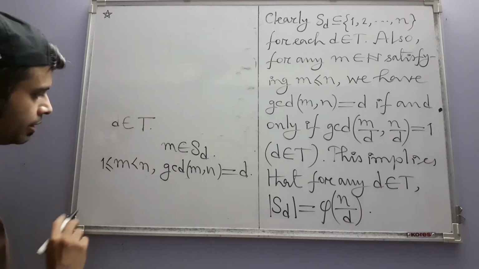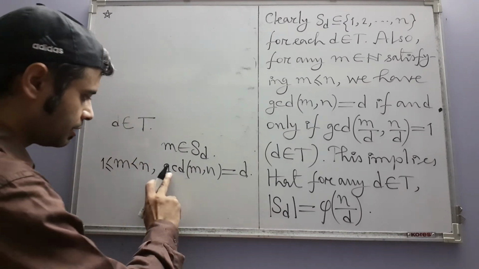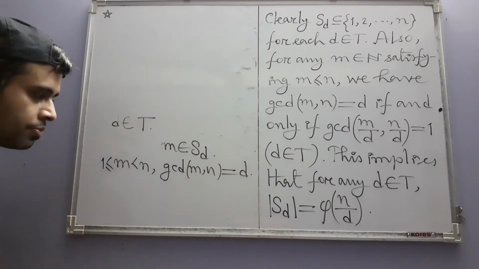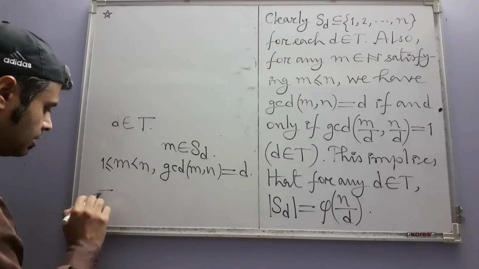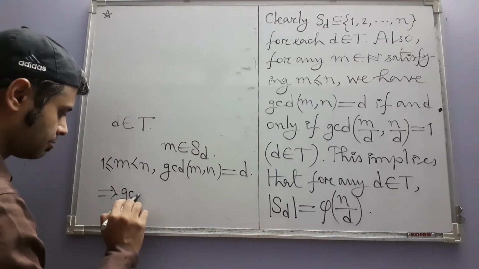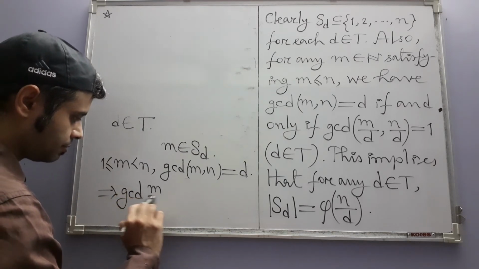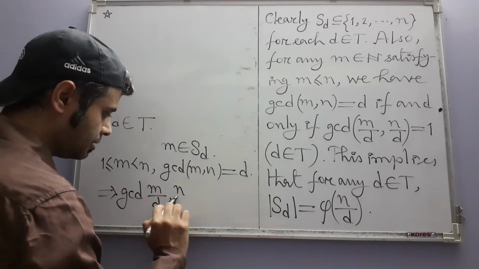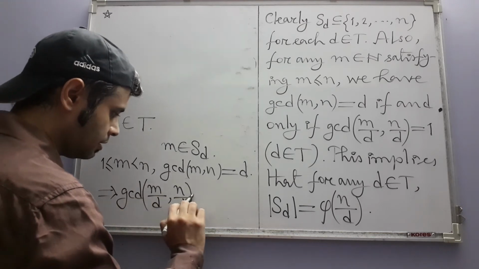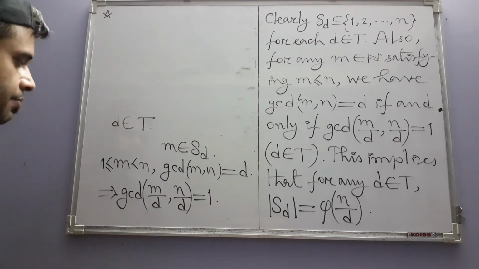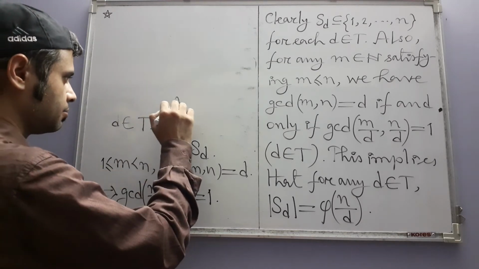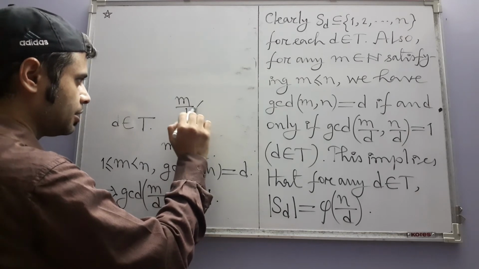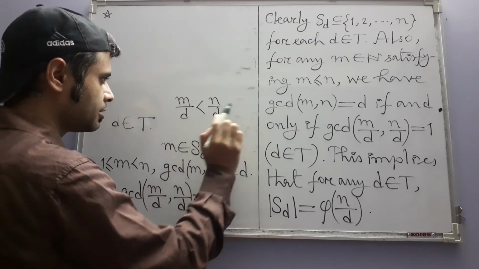Now we are here. M is strictly less than N, and this is true, right? Then we are saying by this thing that this implies the GCD of M divided by D and N divided by D is equal to 1. Okay, now because M is less than N, M divided by D is also strictly less than N divided by D.